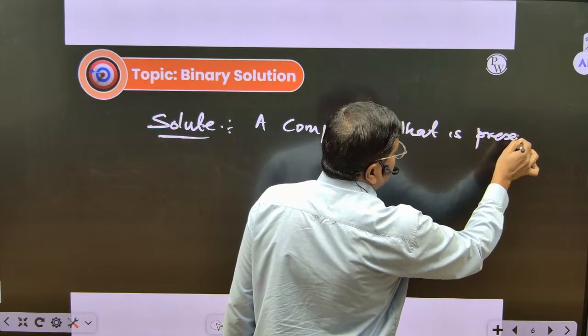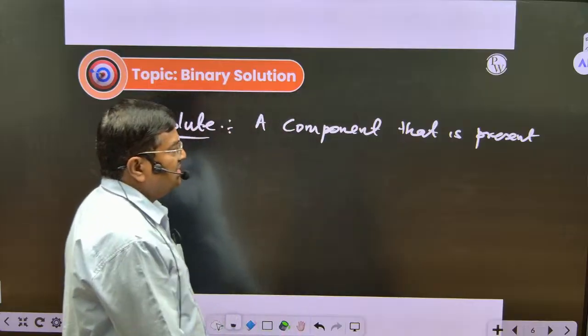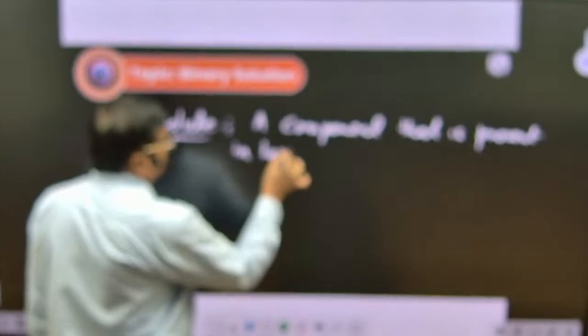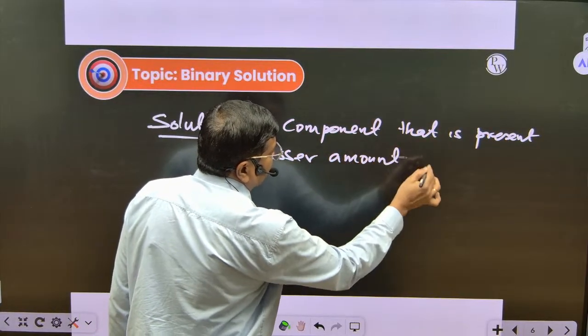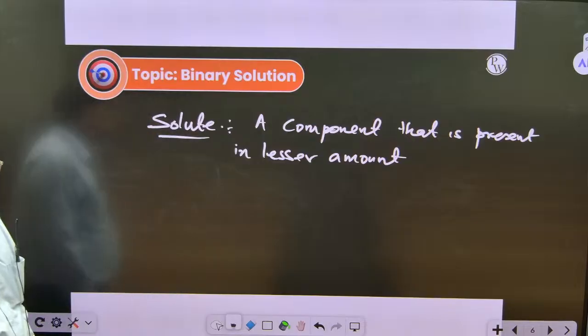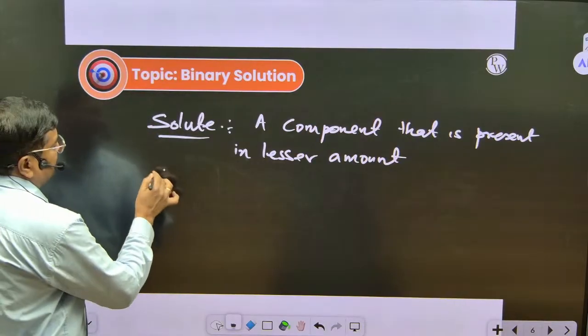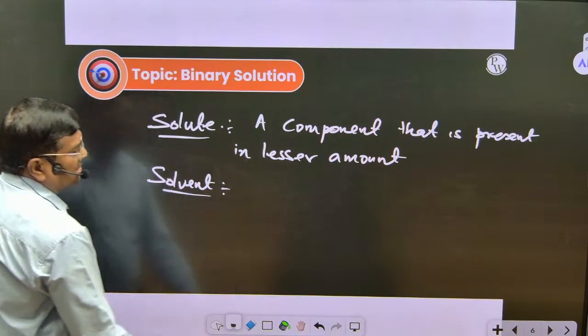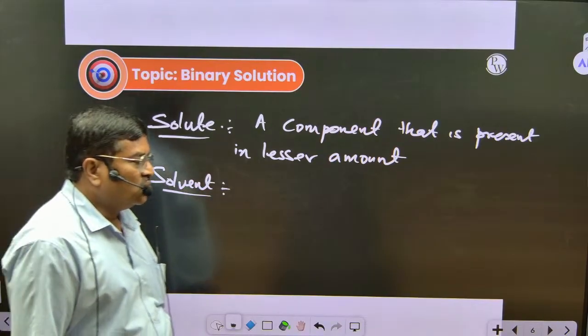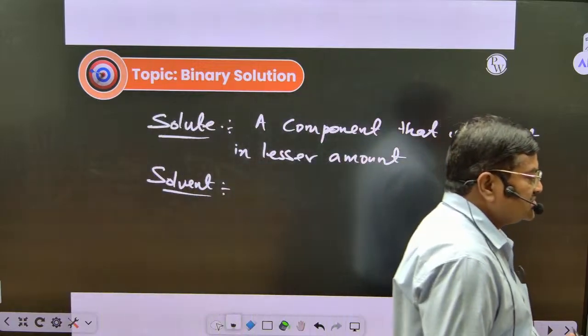Are you following, students? A component that is present in a lesser amount we call solute. But it is not hard and fast. Generally we take the rule that the lesser component is solute. Then what do we define as solvent? The component that is present in more amount we call a solvent. Is it right?